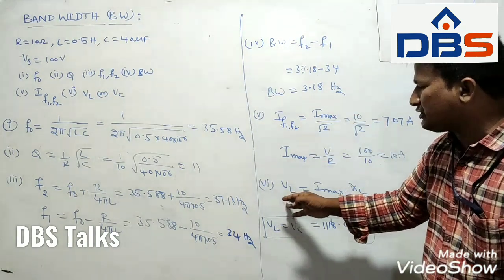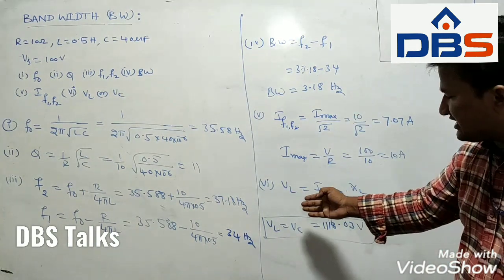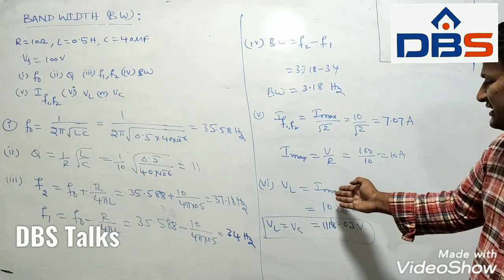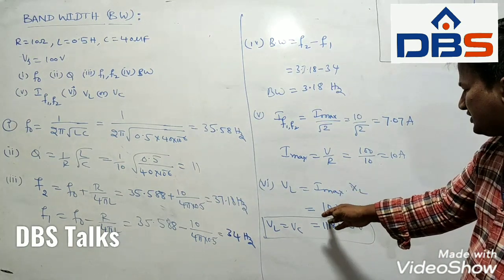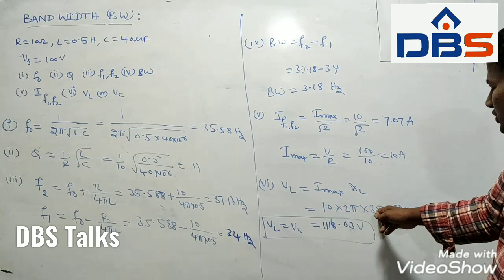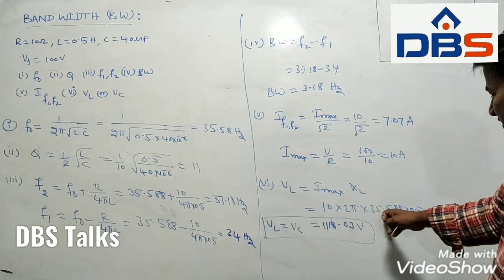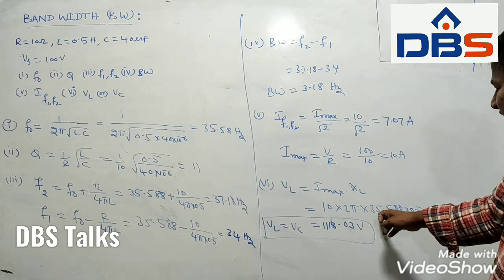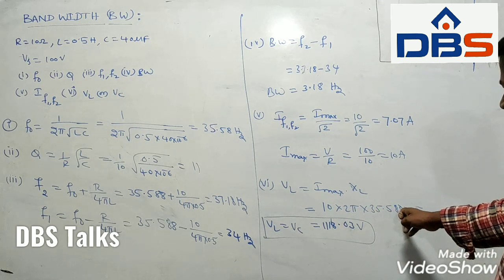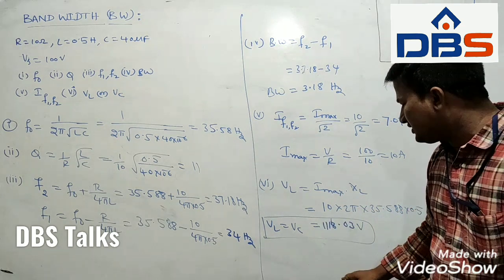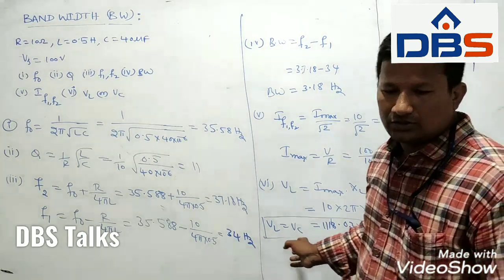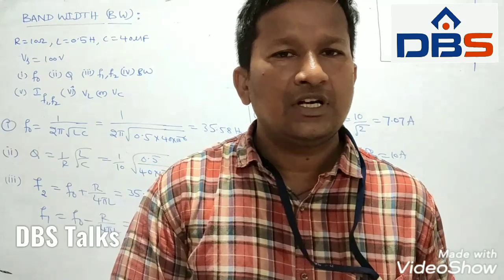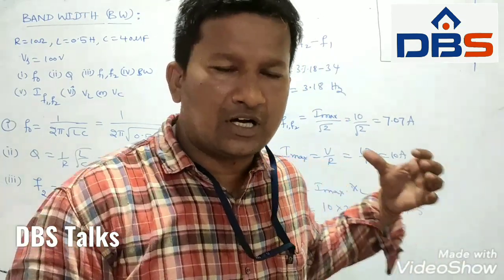And lastly, find out the voltage across the inductor or the voltage across the capacitor. Both are the same because they are I maximum XL and I maximum XC. So that is 10 into 2 pi F0 L, 2 pi into 35.58 into 0.5. We are getting 1118.03 volts. So this is about bandwidth, the two cutoff frequency derivations, and the problem.